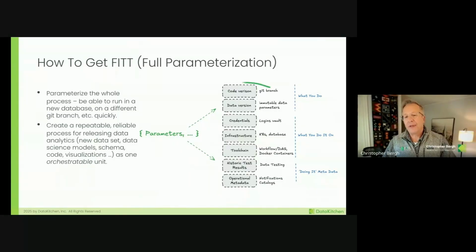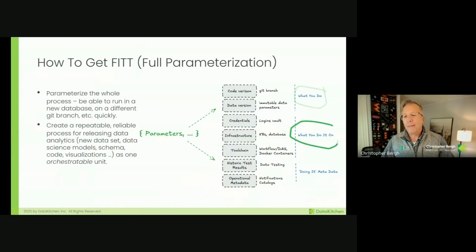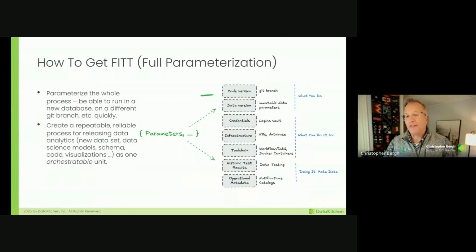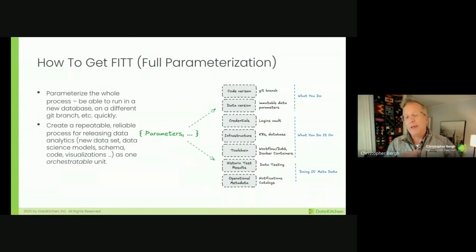And so the first thing is like, well, what code am I going to run? The first thing you have to think about is what am I going to do, what am I going to do it on, and what kind of metadata I'm going to produce or need. So that could be things like the Git branch, or what data version. So what data am I going to point to? And that's a lot of parameters and dates.